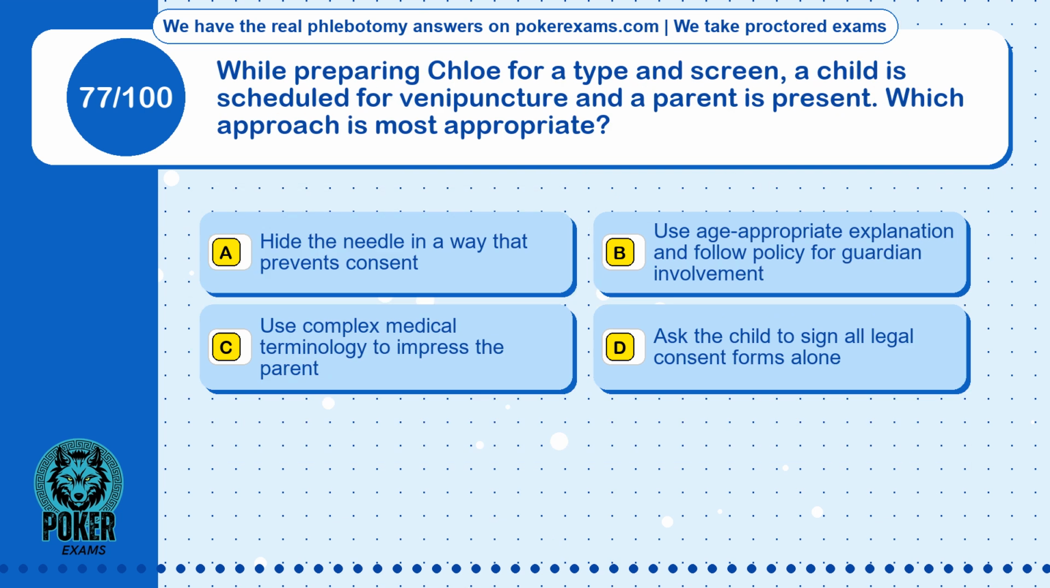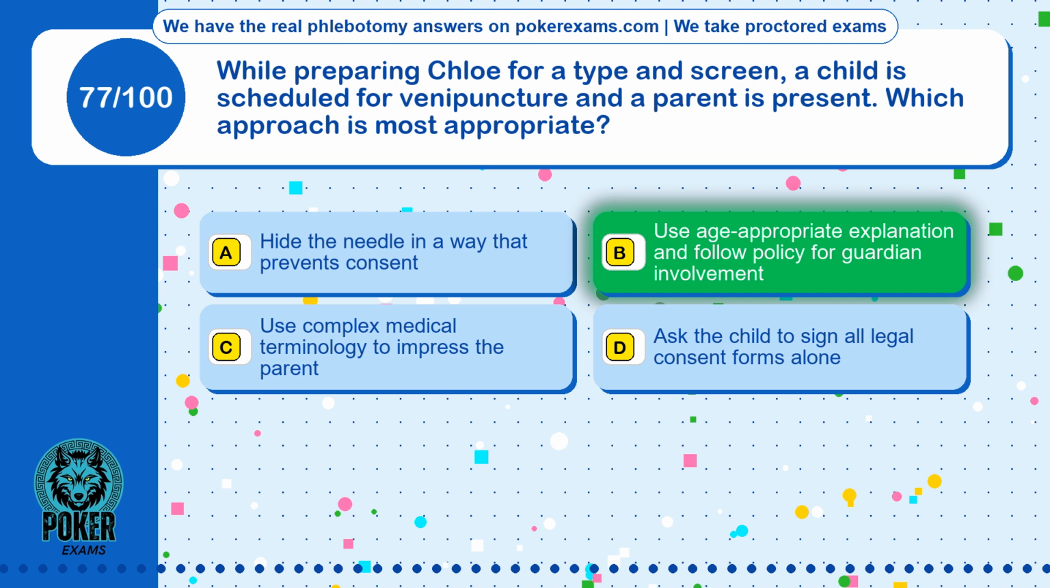Question 77. While preparing Chloe for a type and screen, a child is scheduled for venipuncture and a parent is present. Which approach is most appropriate? Option A. Hide the needle in a way that prevents consent. Option B. Use age-appropriate explanation and follow policy for guardian involvement. Option C. Use complex medical terminology to impress the parent. Option D. Ask the child to sign all legal consent forms alone.